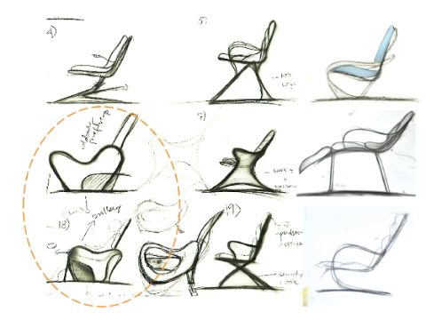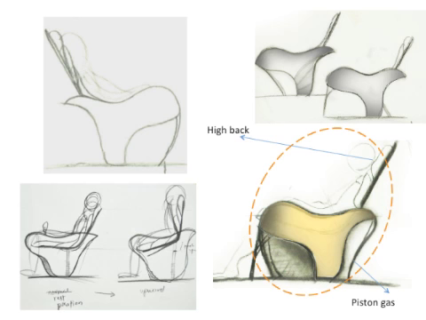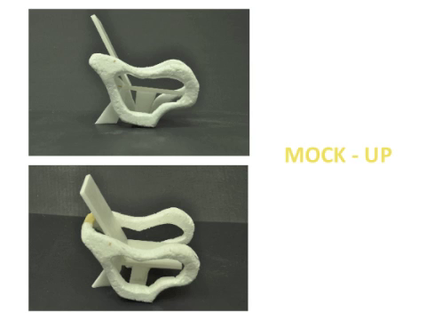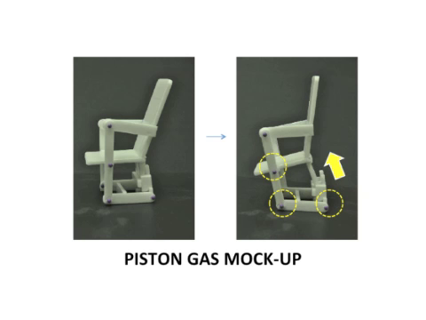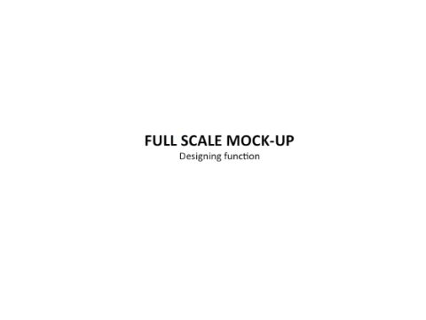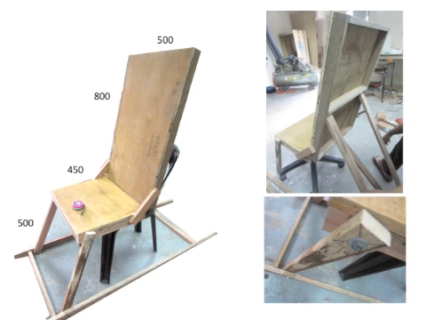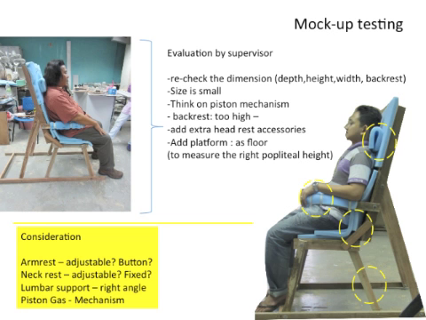Therefore, I came out with the final design, which is that one, and managed to develop a few mock-ups to convince myself by looking at it in 360 degrees. And this is the piston gas mock-up. Before entering the full-scale mock-up phase, you need to do mini mock-ups, and this is the final scale mock-up. It is actually to get the right size for the elderly, and therefore there are measurements for the final chair. I did mock-up testing, considering the armrest, the neck rest, the lumbar support, and the piston gas.